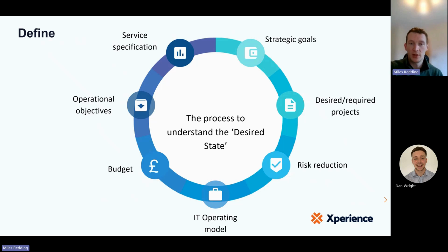How do we want to deliver this? What does the service provision look like? How does it augment the existing team, or is it outsourced in its entirety?